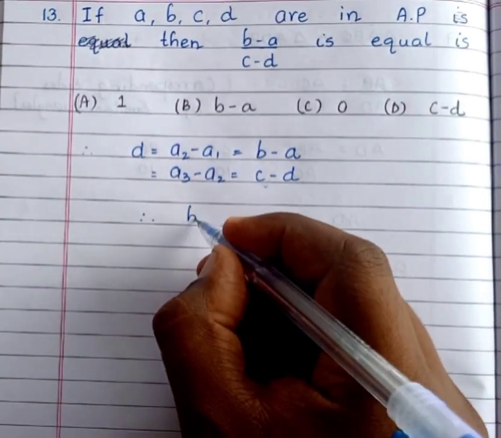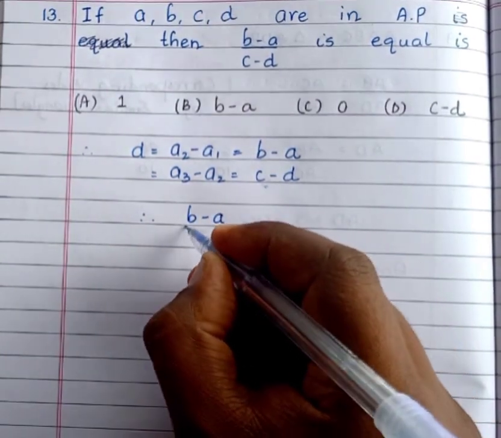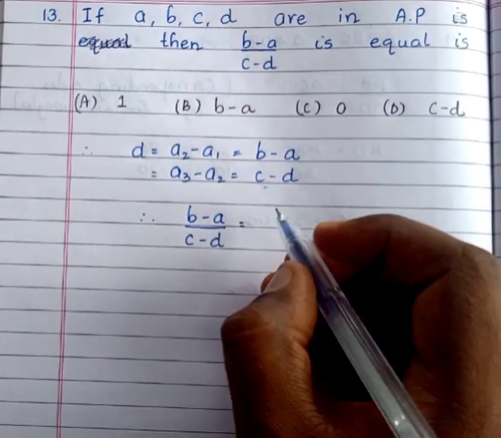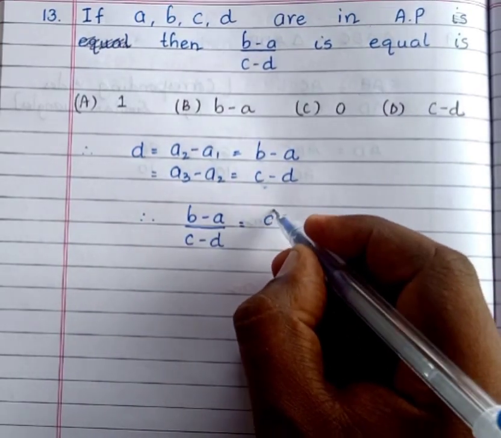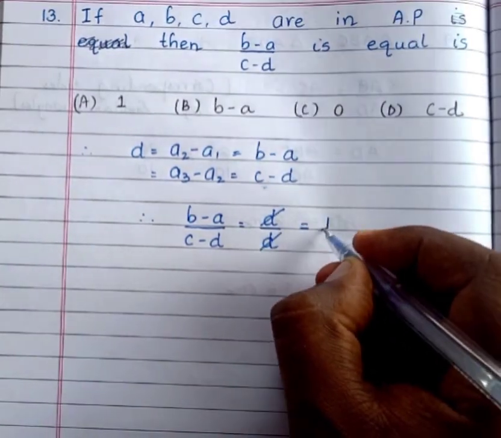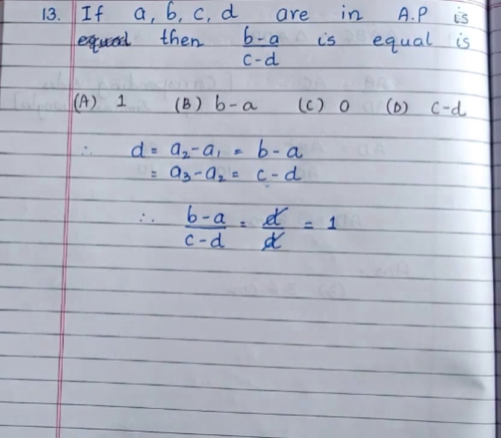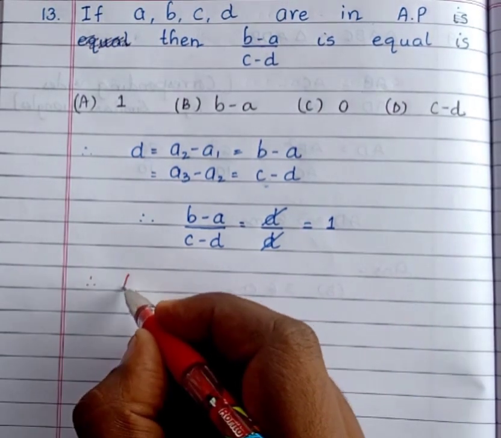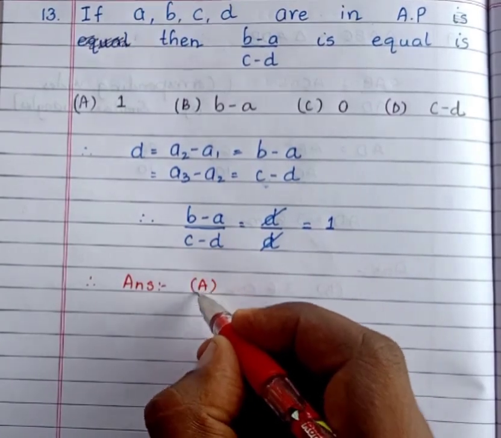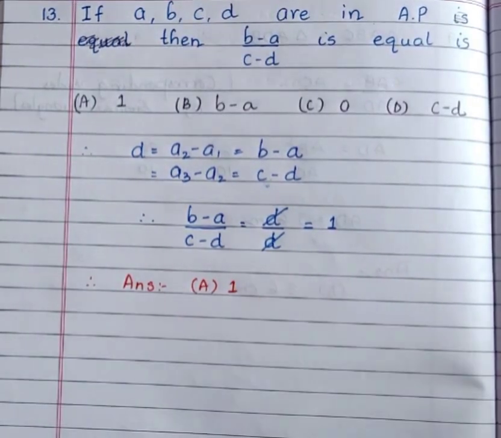Students, that is B. Therefore, the value of B minus A divided by C minus B is equal to D divided by D. D and D cancel out, we get 1. Therefore, the correct answer is option A, 1. Students, consider it as C minus B, not D.